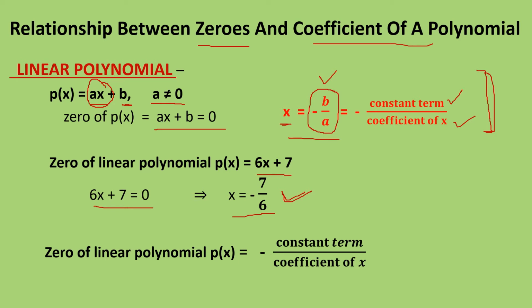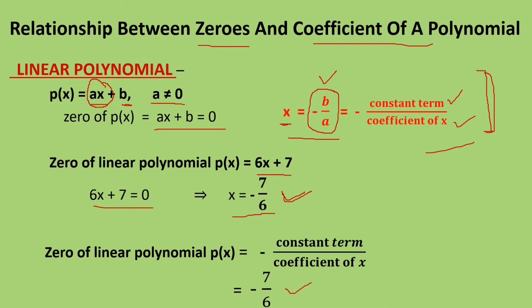Okay, now the zero of the linear polynomial is equal to minus the constant term divided by the coefficient of x. Here we have written that. Okay, the same relationship we are using. Now the constant term, if we see this polynomial, the constant term is 7. So it will be -7. And in the denominator we have the coefficient of x. So here what is the coefficient of x? 6. So it will be -7/6.